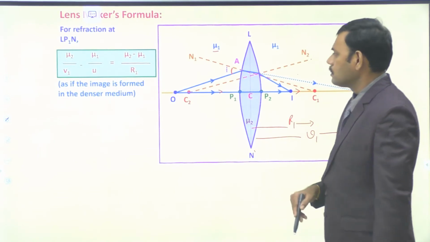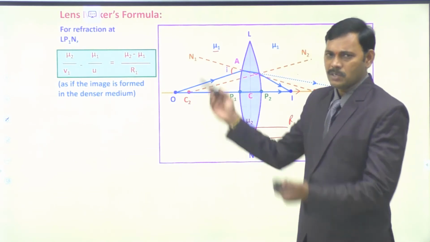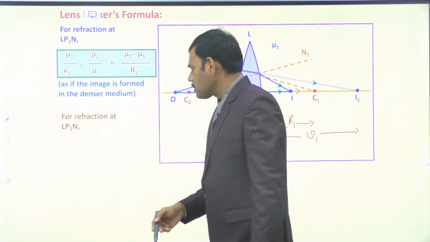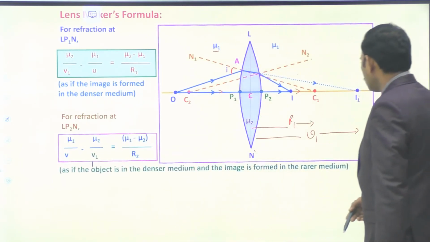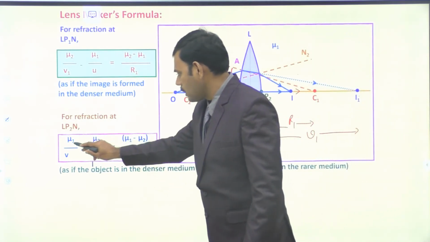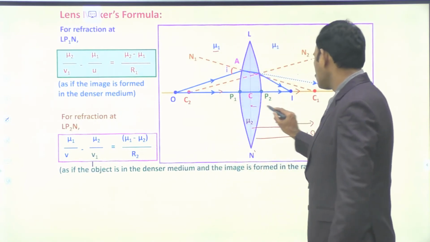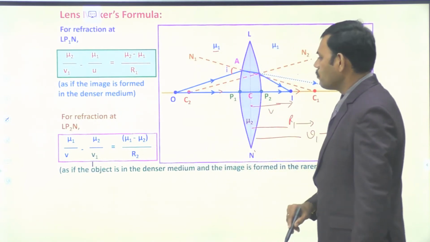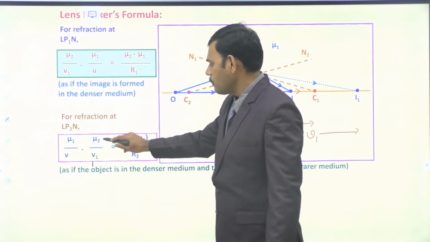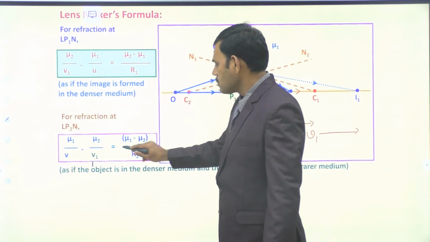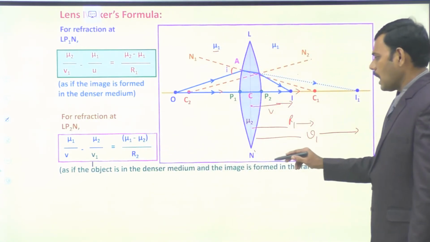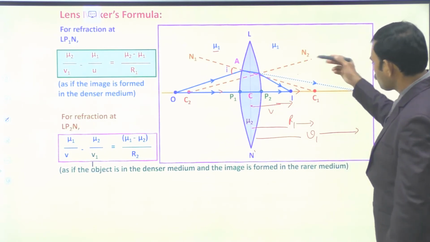Now, refraction is taking place from denser to rarer, hence for refraction at the second surface, the final image is in the rarer medium. So mu1 by v, where this distance is v, the image distance, minus mu2 by v1, the object distance v1 being in the denser medium mu2, is equal to mu1 minus mu2 divided by r2. As if the object is considered in the denser medium, the image is formed in the rarer medium.